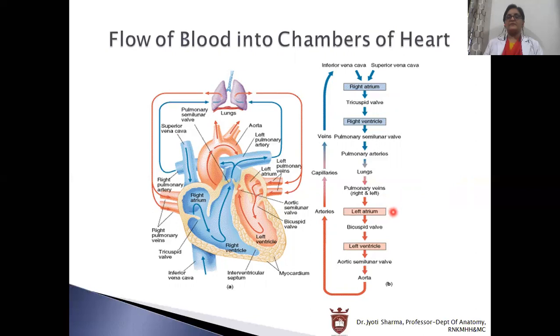And these pulmonary veins then put the blood into the left atrium. From the left atrium, by the left atrioventricular orifice, which is guarded by the bicuspid valve, it goes into the left ventricle. From the left ventricle, the aorta takes the blood to the arteries, capillaries, veins, and then again it goes to the superior and the inferior vena cava. And like this, the whole of the circulation goes on.